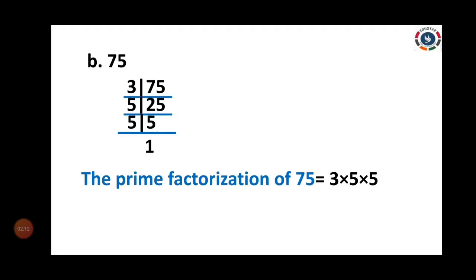Then B, 75. If we divide 75, we get the prime factorization of 75 is equal to 3 into 5 into 5. So take a snap and just copy it in your math classwork note.